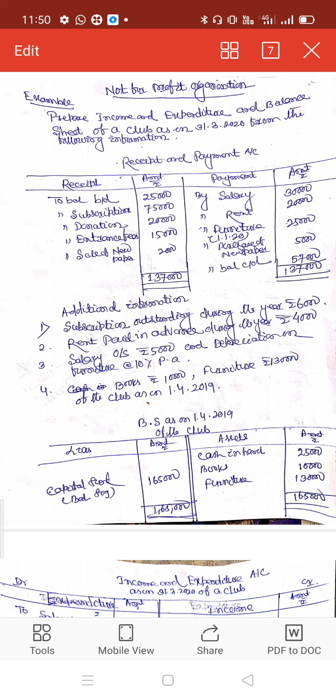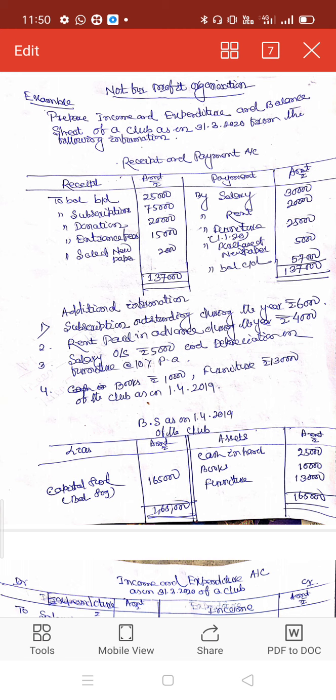Then you have to prepare the income and expenditure account as on 31st March 2020 of the club. The debit side is your expenditure, the credit side is your income. So, to salary 30,000, add outstanding 5,000, that is 35,000; to rent 20,000, less prepaid 4,000, that is 16,000; to purchase of newspaper 5,000; to depreciation on furniture 13,625.